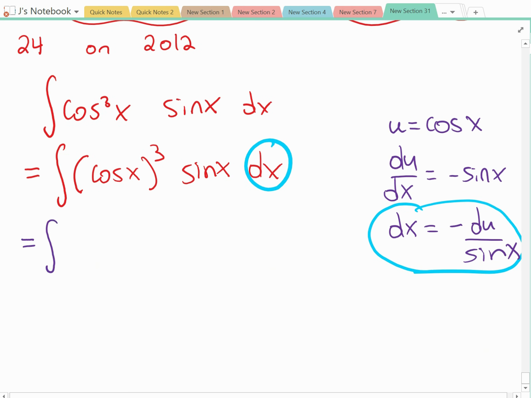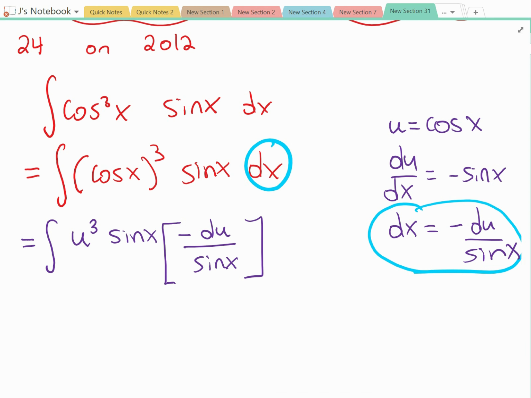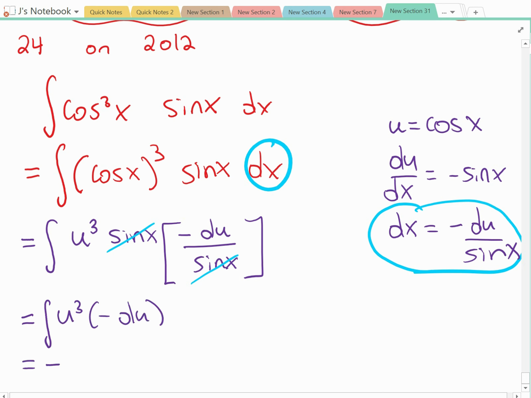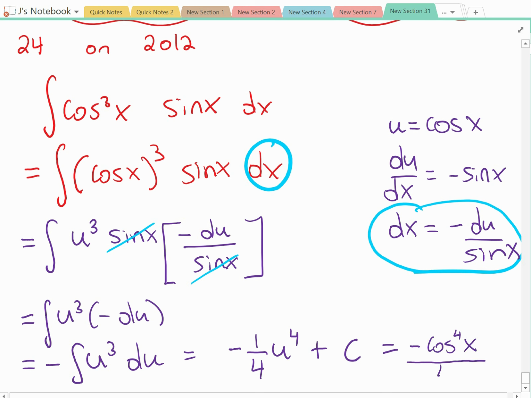So this becomes the integral of u cubed, replacing cos with u, times sine of x, which is still there momentarily. Dx gets replaced by negative du over sine of x, and now the sine of x cancels top and bottom. And our integral is in terms of an entirely new variable: u cubed times negative du. We bring the negative outside the integral. Integral of u cubed du. The antiderivative of u to the power of 3 is 1 over 4 u to the power 4 plus c. And then the last step is to replace u with what it was in terms of x. So minus cos to the power 4 of x, all divided by 4, plus c.